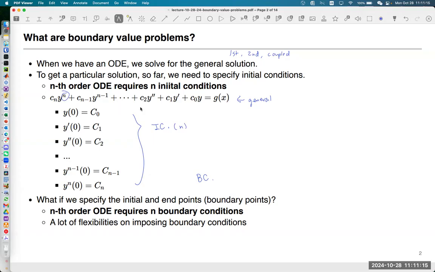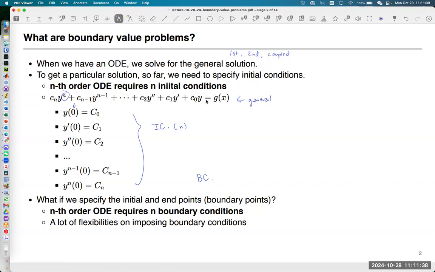But what if we don't specify the initial condition at 0, and we specify the initial and final points, or the boundary values? And similarly, for nth order ODEs, it will require n boundary conditions, similar to n initial conditions. And there is a lot of flexibility in defining these boundary conditions.